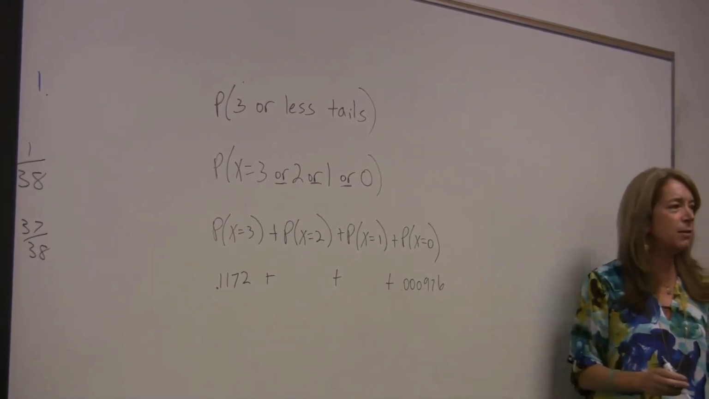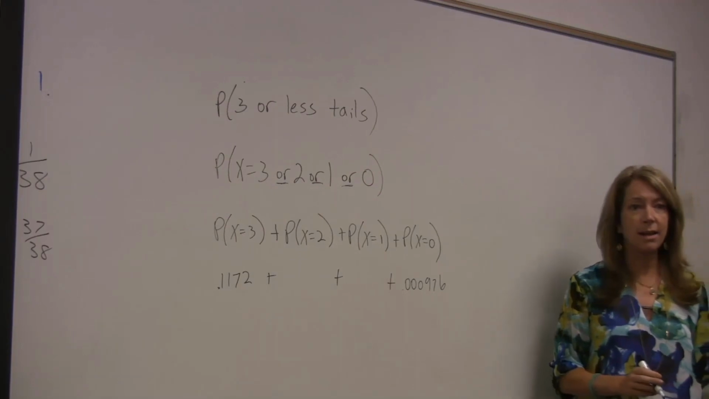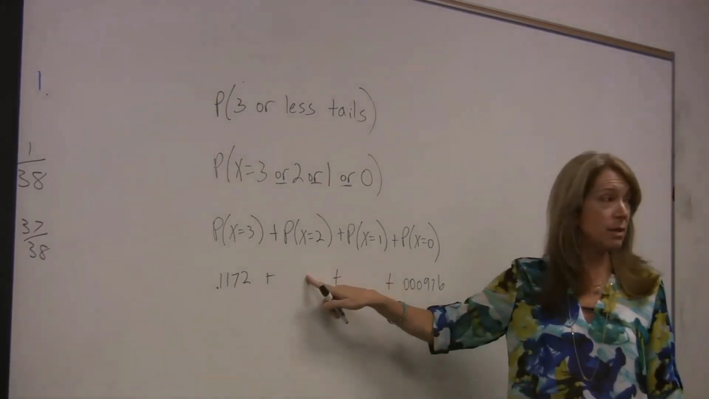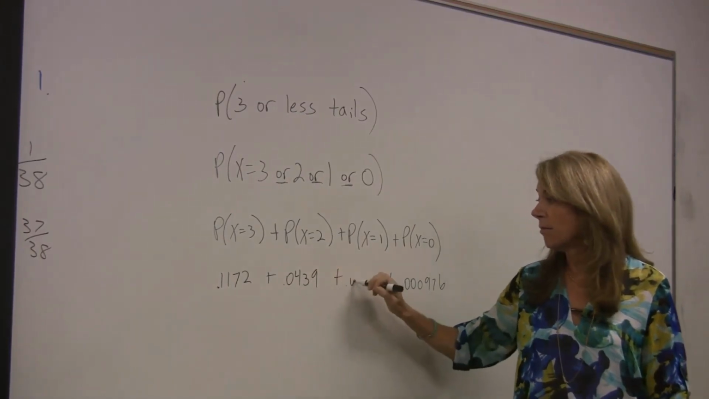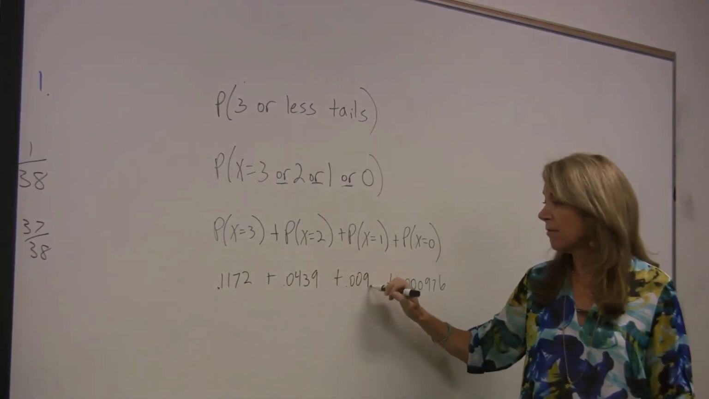Anybody calculate the other ones for me? 0.0439. What's this one? 0.0439. And then 0.0098.